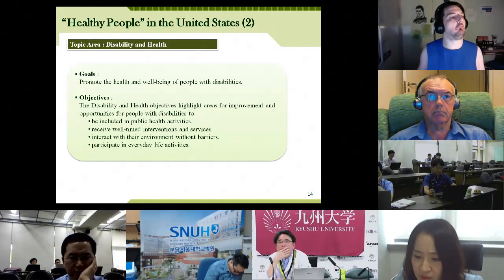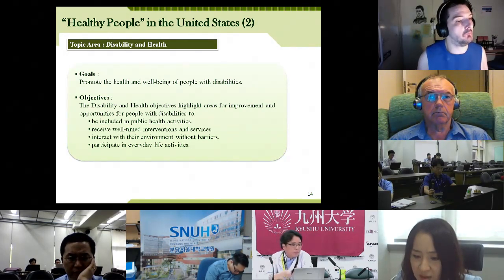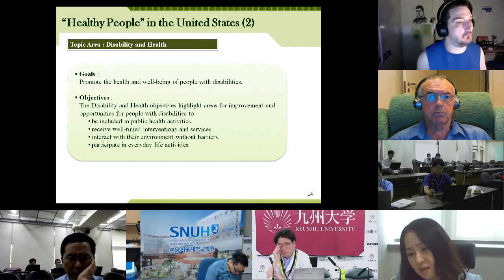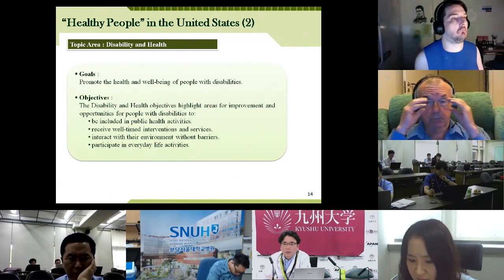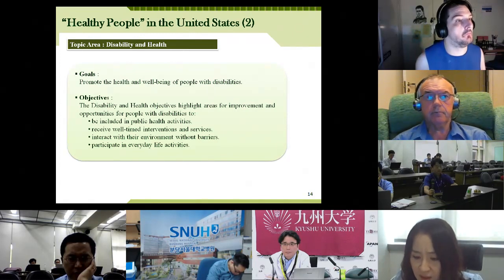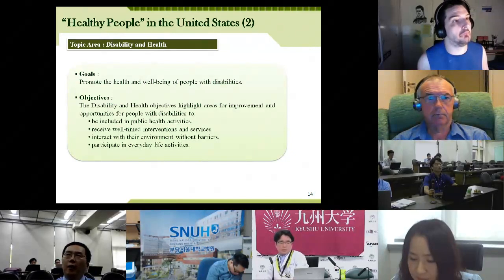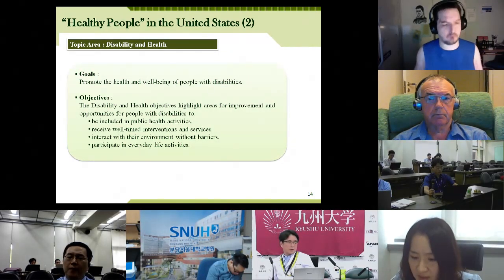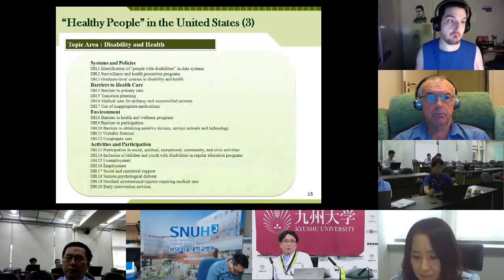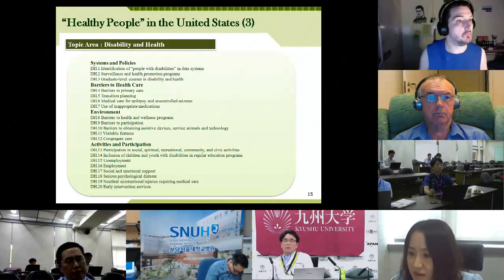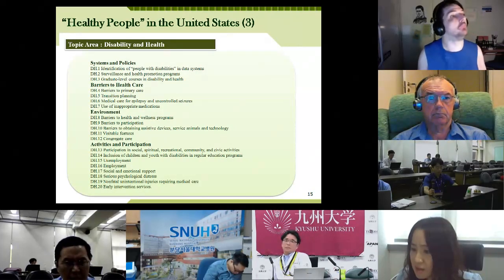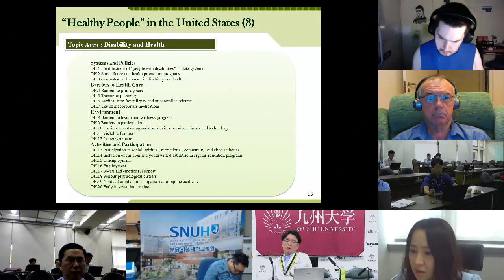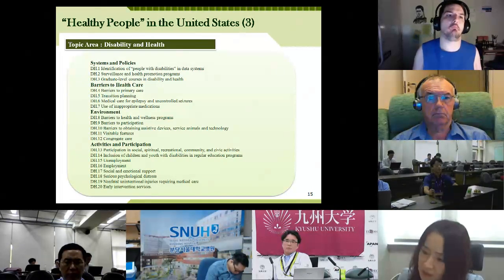Healthy People 2020 includes a small set of high-priority health issues that represent significant threats to public health, and disability and health is one of these topic areas. Its goal is to promote the health and well-being of people with disabilities, and the disability and health objectives highlight areas for improvement and opportunities for people with disabilities. This slide shows the objective short titles of the Disability and Health section. As you can see, this section of Healthy People 2020 focuses on promoting the health and well-being of people with disabilities.